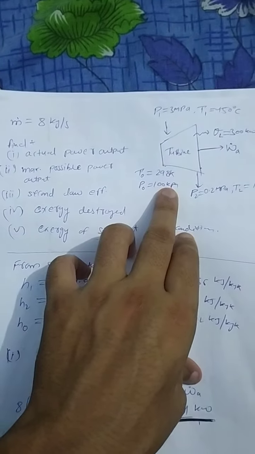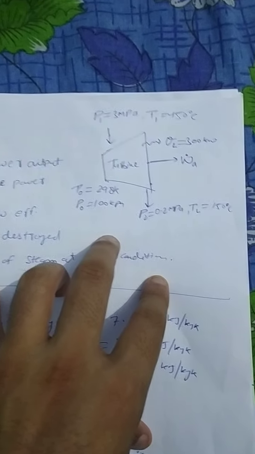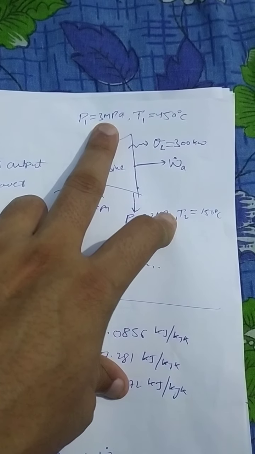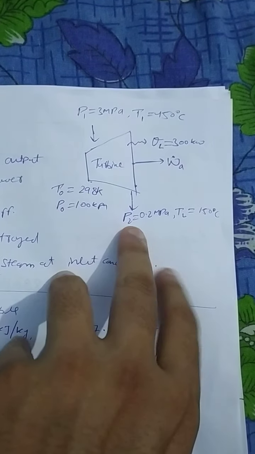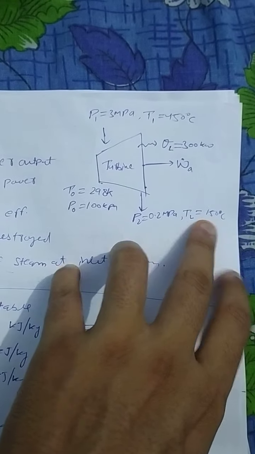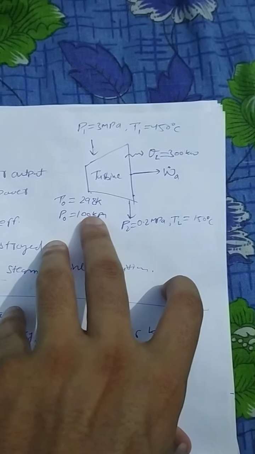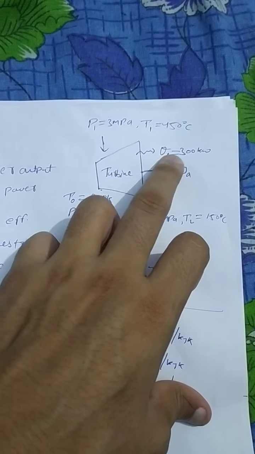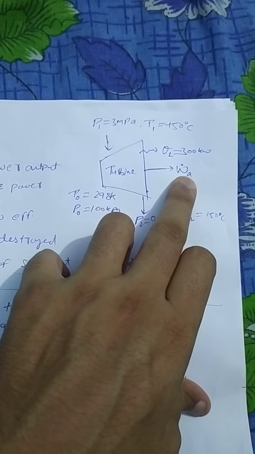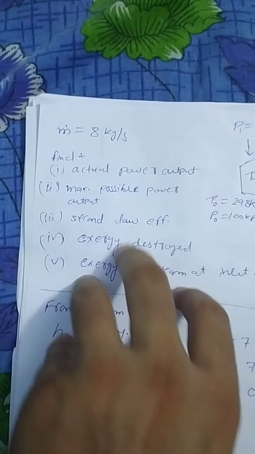This question is on exergy. A turbine is given. Input values: pressure 3 MPa, temperature 450. Output of steam is 0.2 MPa, 150. Ambient temperature and pressure are 298 K and 100 kPa. Heat loss is 300 kilowatt, and WA is the actual work output of the turbine. The mass flow rate is given as 8 kg per second.